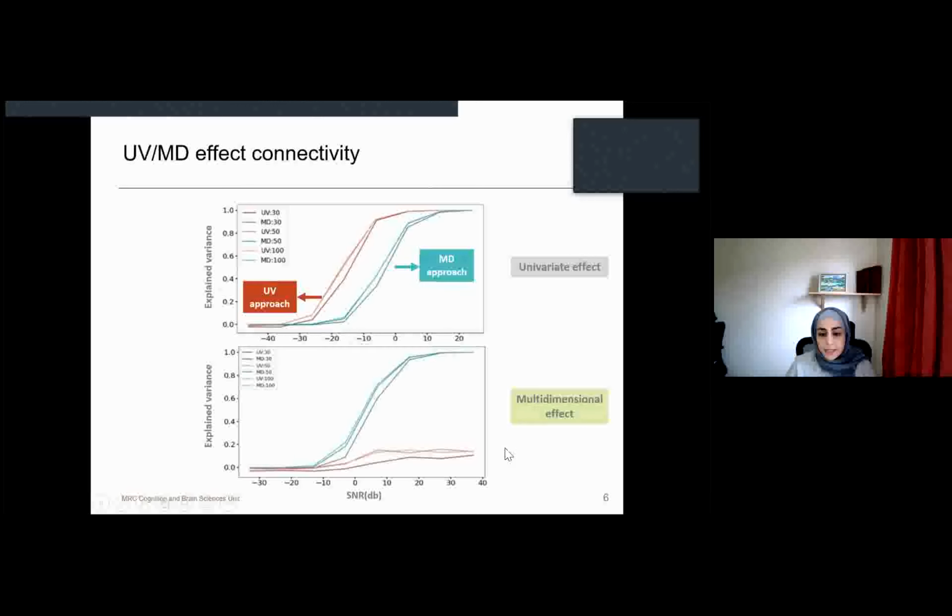Here we see the result of the last scenario in which we had two multidimensional effects. We see that the univariate approach fails to capture information, fails to capture connectivity, and it cannot explain more than 20% of data variance. Whereas the multidimensional approach gradually increases and reaches 1 in really ideal cases.